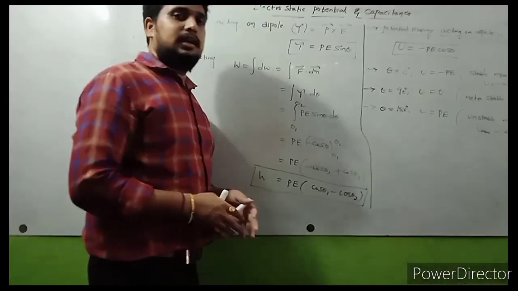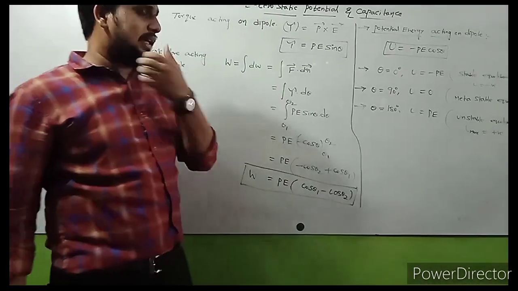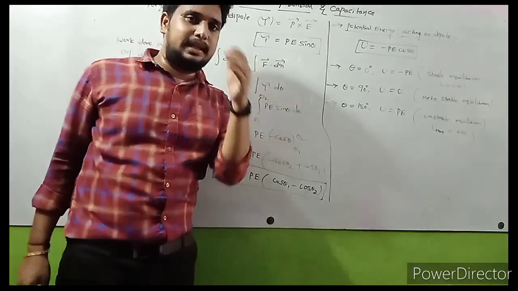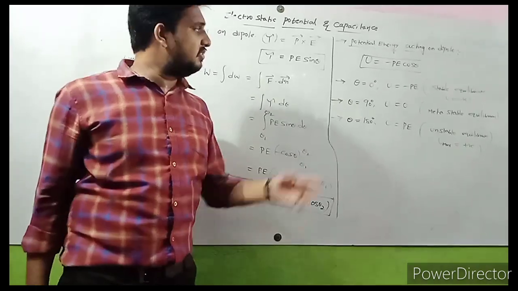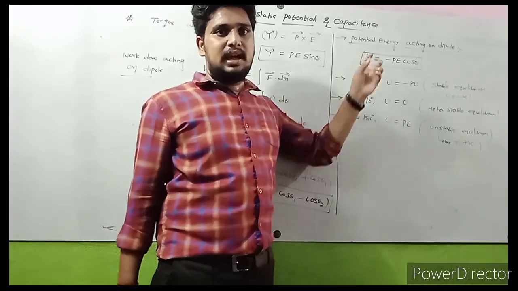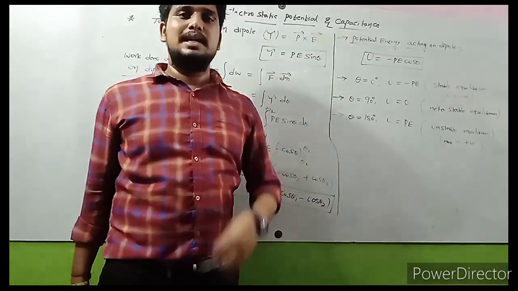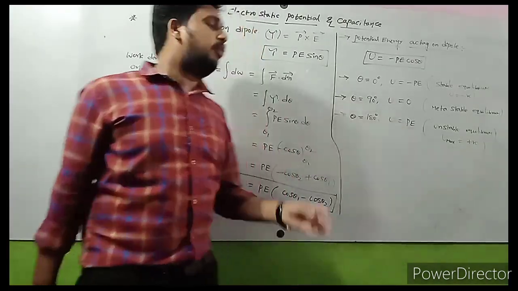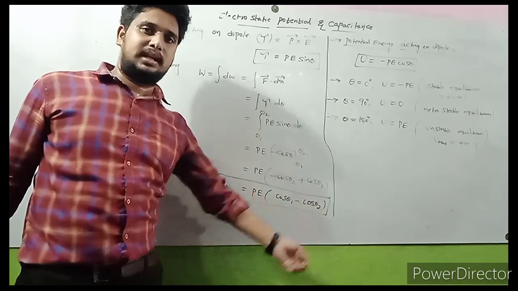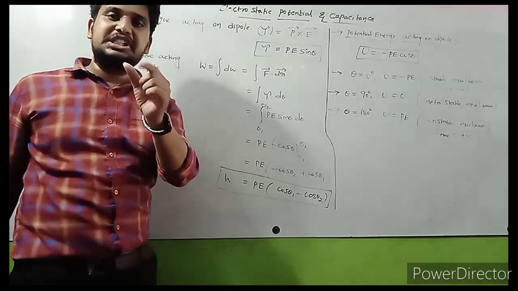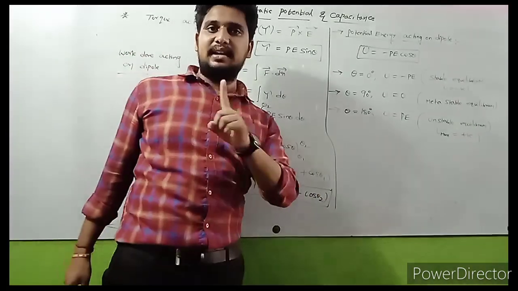So if a dipole is placed in a uniform or external electric field, definitely it attains some potential energy, and some work is done on the dipole. The work done on the dipole is P E into cos theta 1 minus cos theta 2. Here theta 1 is the initial angle and theta 2 is the final angle.